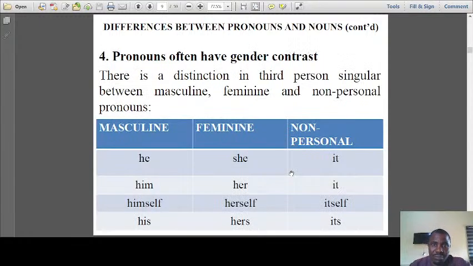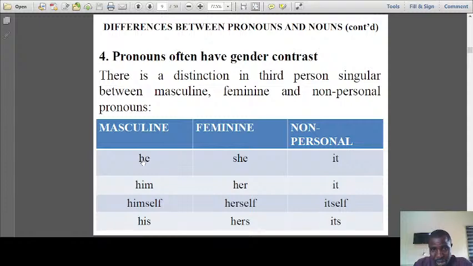The next one is pronouns often have gender contrasts. We have emphasized it earlier, masculine, feminine, and neuter gender. Even though there are also gender contrasts in nouns, in terms of names. There are some names that the female counterpart will not answer. There are some names that the male counterpart will not answer. But for instance, the word miracle can be assumed to be a female name, but a man can still answer miracle.